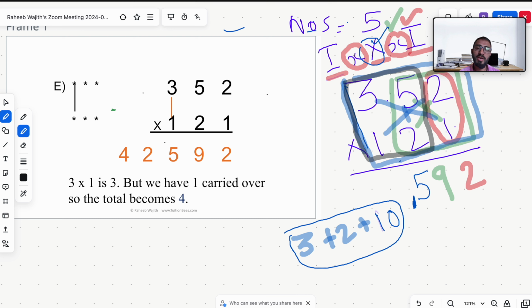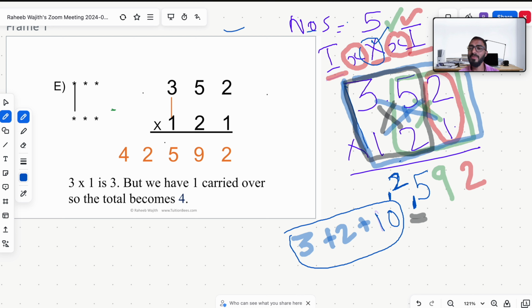Yes. So here another cross multiplication. 3 twos are 6, 5 ones are 5. So 6 plus 5 is 11. We already have 1 here as carry forward. So that brings us what? 11 plus 1 is 12. Yes. So again in that 12, 2 will be written and 1 will be a remainder.